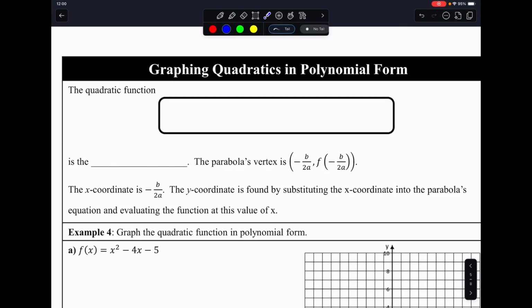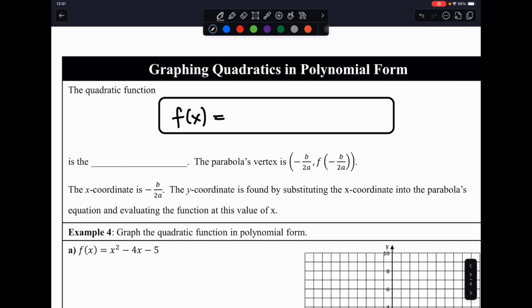Hello class and thank you for watching the second part of 5.1 quadratic functions. In this second part, we're going to go over quadratic functions written in polynomial form. So let's begin by first writing what the polynomial form of a quadratic function looks like.